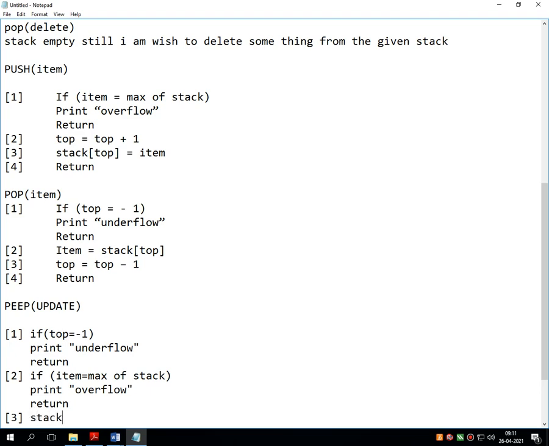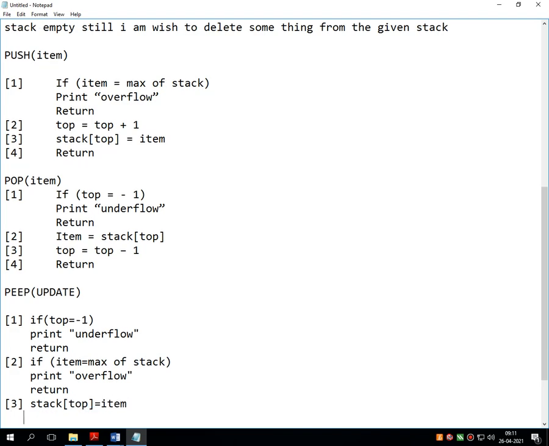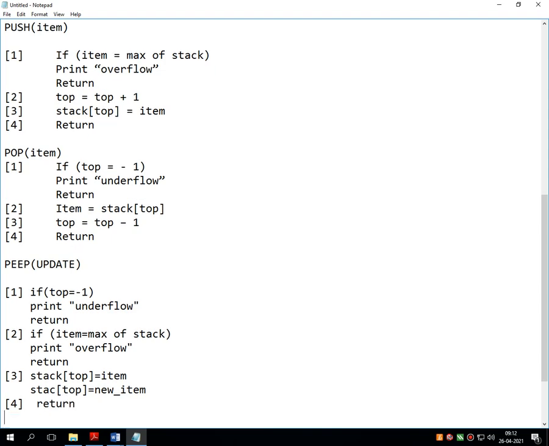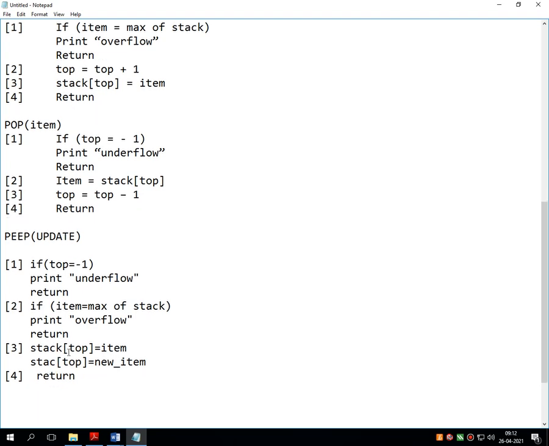on the position of the stack, it searches for the item which we want to replace. If this search is successful, then it replaces the position of that particular stack with the new data, or you can say the new item, and the program gets returned from this particular point. So this operation is called update.